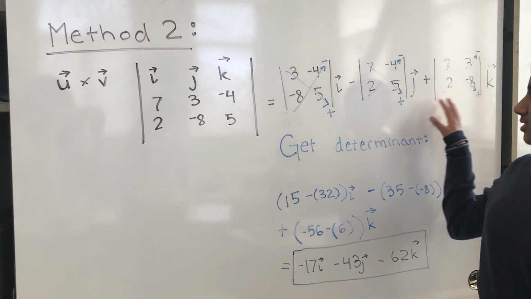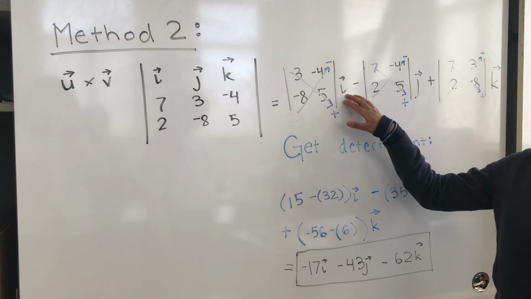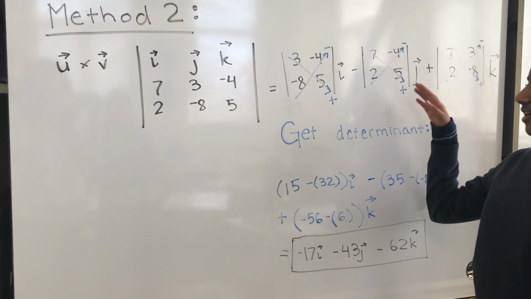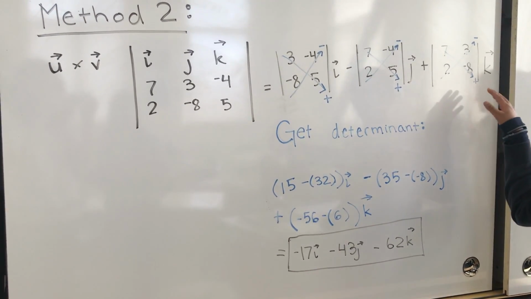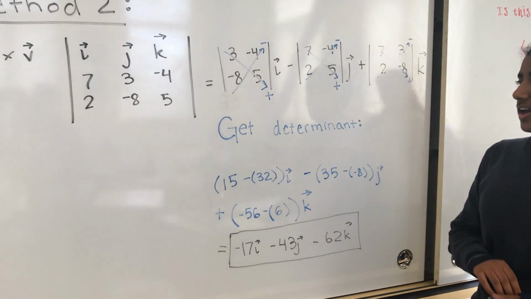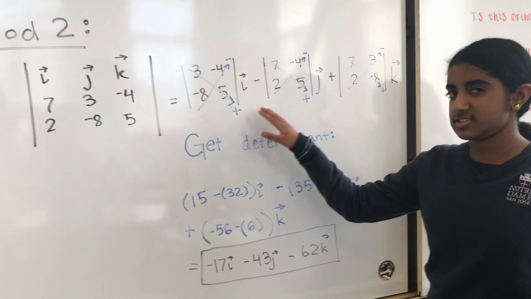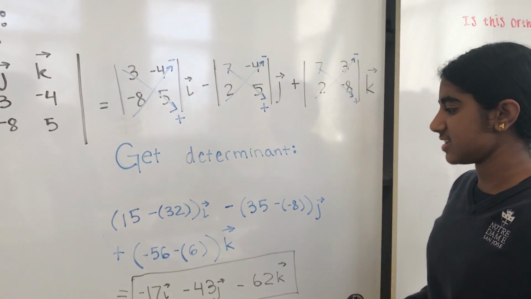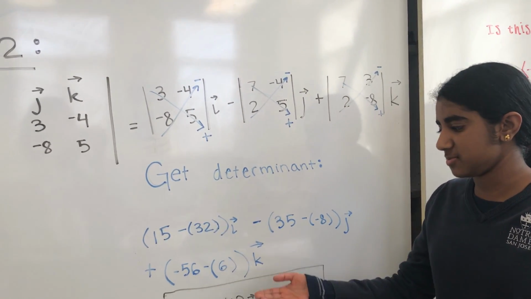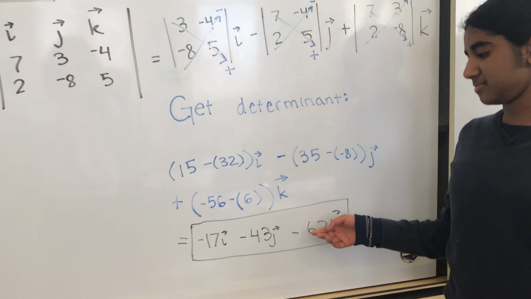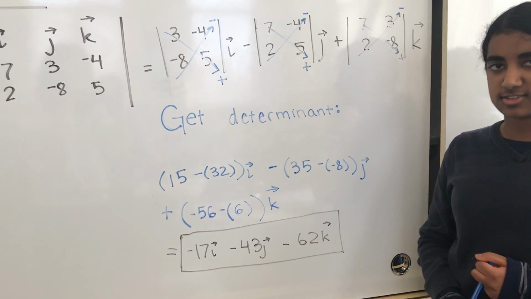We can also find the new vector using the second method. We create 3 new matrices, first by covering up the i row and column, then covering the j row and column, and then covering the k. We remember to alternate our signs. We find the determinant for each of these new matrices, and we get the same answer as before, negative 17i minus 43j minus 62k.